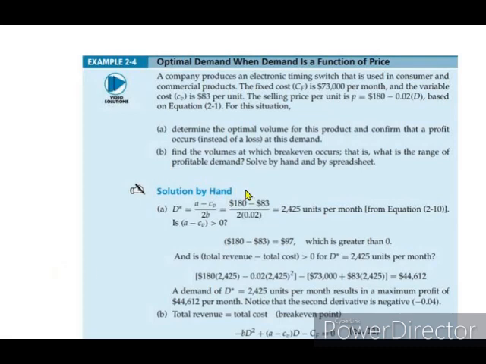So next, for letter B, find the volumes at which break-even occurs. That is, what is the range of profitable demand? Solve by hand and by spreadsheet. So you can use Excel here.